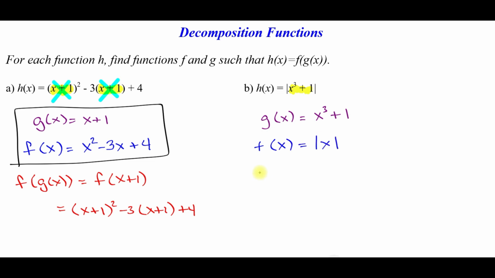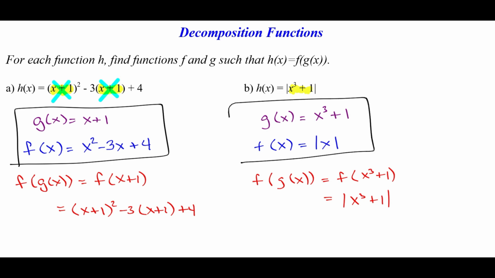Again, if we combine those together, so if we do f of g of x, we get f of x cubed plus 1, and that tells us that we're going to take the x cubed plus 1 and plug it into the f function, which is absolute value of x cubed plus 1, which is exactly what we started with. So again, that confirms for us that these are two functions that we could decompose from the original function. There are different answers that you could use for this one, so this is not the only answer, but this is probably the easiest one that you could come up with.